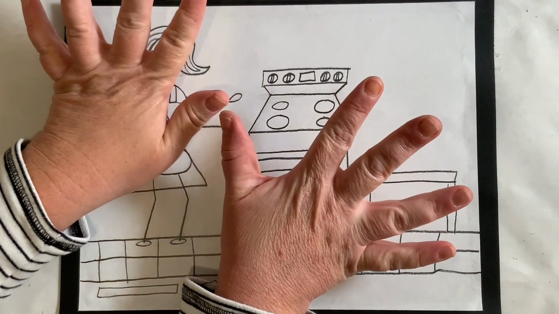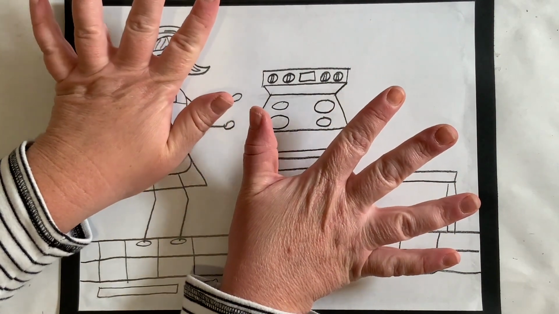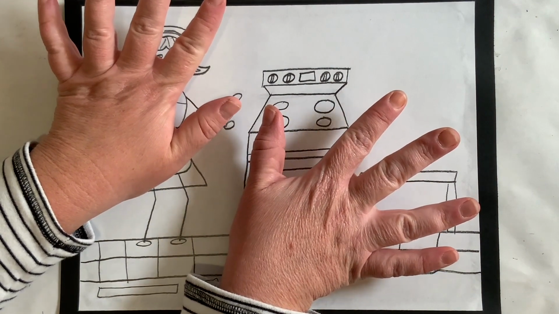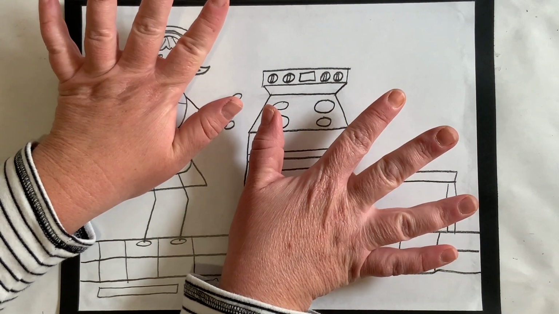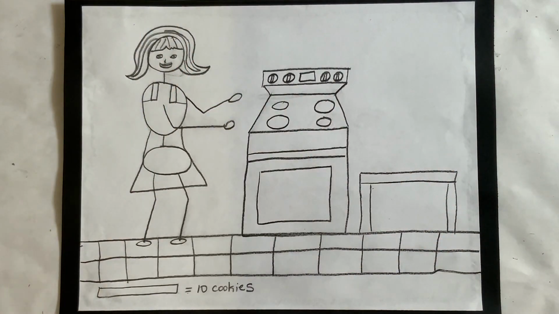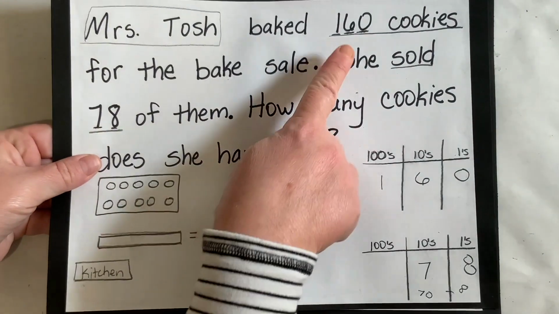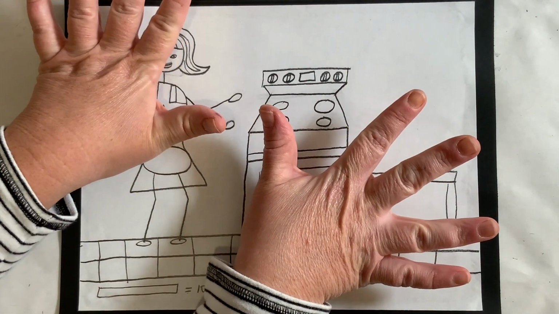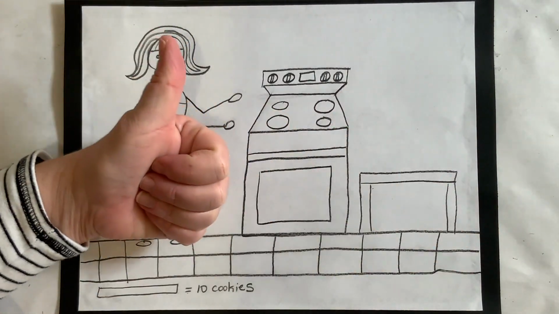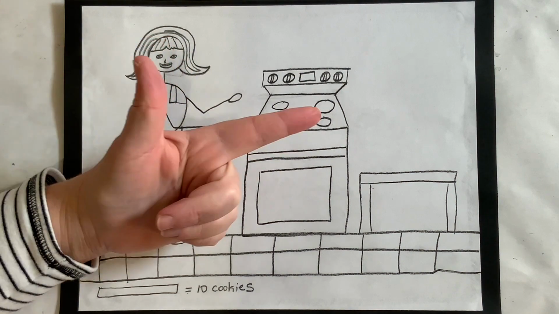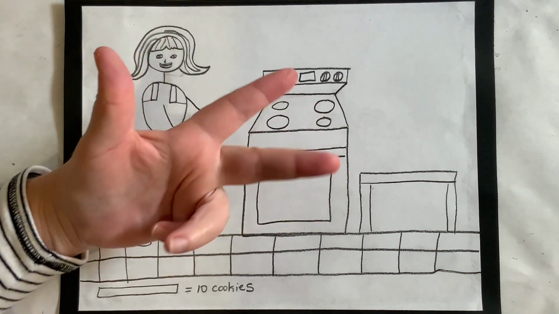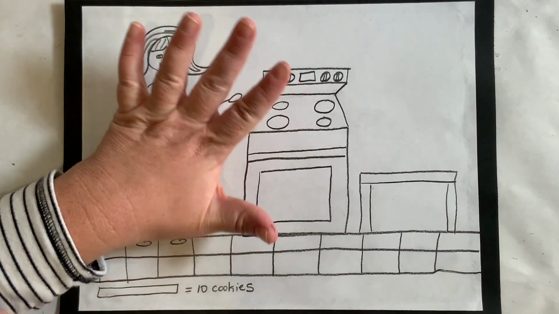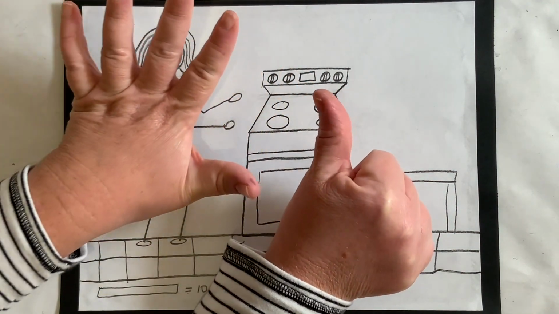How many trays do we need to have 100 cookies? 10. Is that enough? No, because how many cookies did she have? 160. So let's keep going. So we're at 10. Ready? 110, count with me. 120, 130, 140, 150, 160.